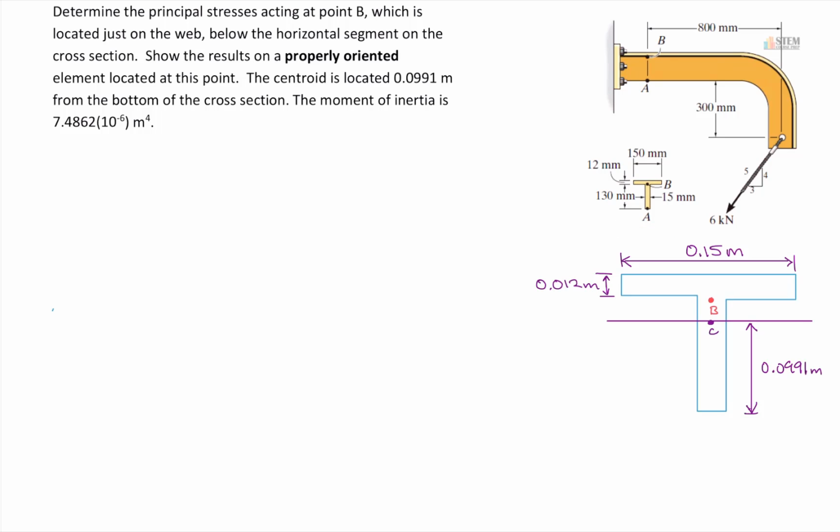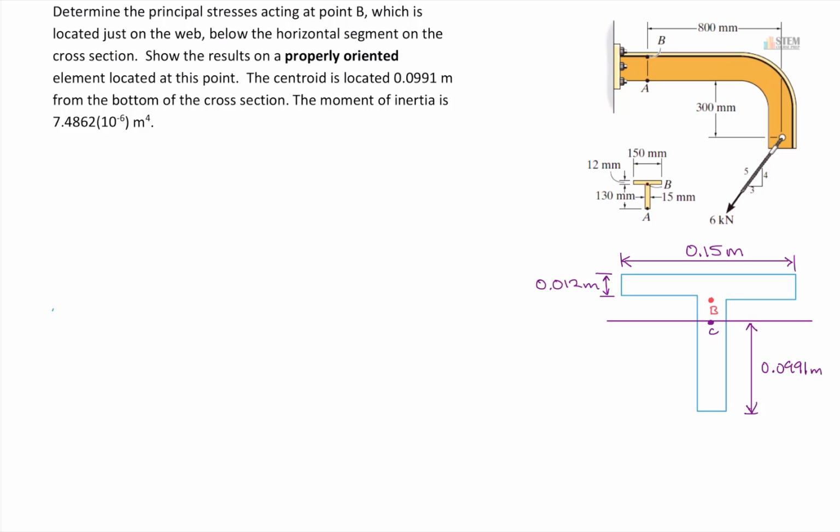What we want to do is find the principal stresses acting at point B, which is right here. And basically it says it's on the web, just below that horizontal segment. And we want to show the results on a properly oriented element located at this point. And then to shorten the quiz, because we didn't have a lot of time in class, I gave the centroid location and then the moment of inertia value. So that way they didn't have to calculate it.